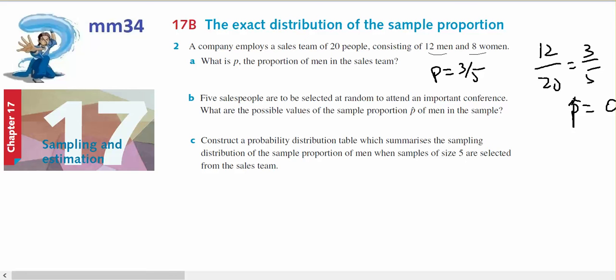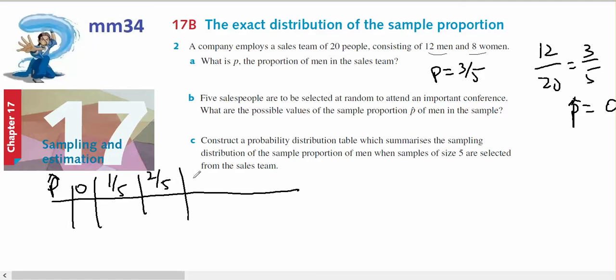Okay, so this is 17b question 2c. I need to construct a probability distribution table. The values that p hat can be are 0, 1/5, 2/5, 3/5, 4/5, or 1. And the probability that p hat equals small p hat, I need to work out the probabilities.